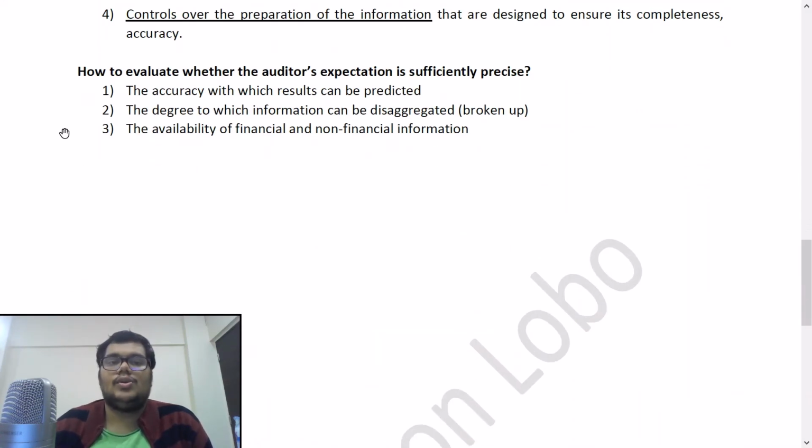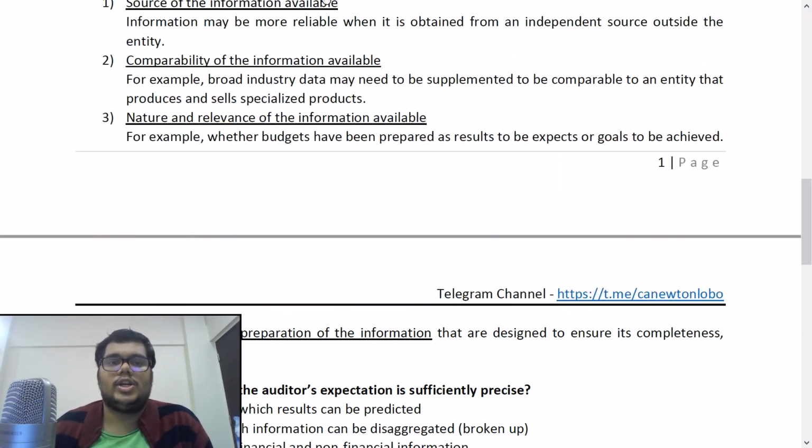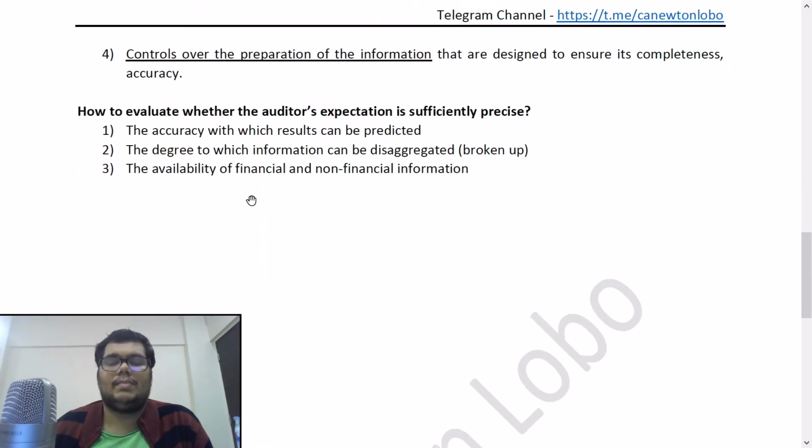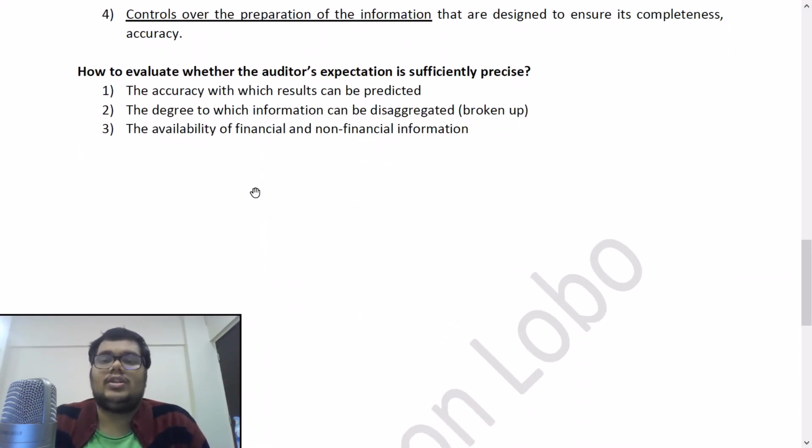Point number 4, controls over the preparation of the information that are designed to ensure its completeness, accuracy. So we saw the point number 1 was source of the information available. Now point number 4, controls over the preparation of the information. So the information, the way it is prepared, most information would have been prepared through some IT systems. So you will have to ensure that the controls over those IT systems are designed appropriately in order to check the completeness and the accuracy of the information. There should not be any errors in the data that you are using. It should not be manually editable, and there should be tight controls over this information to ensure the completeness and the accuracy of that information.